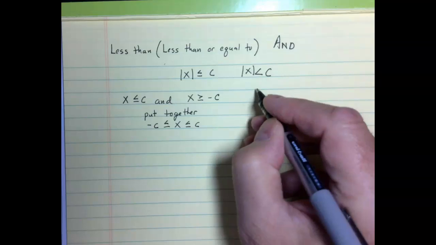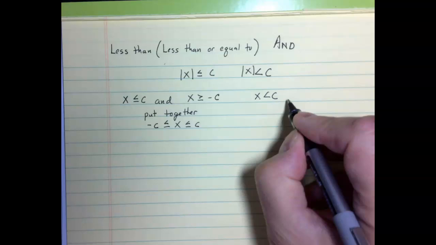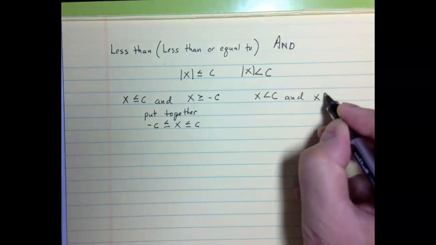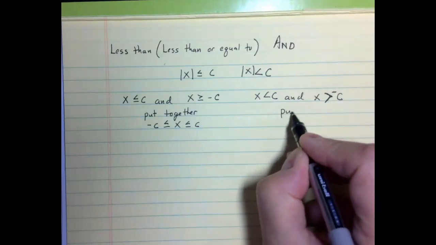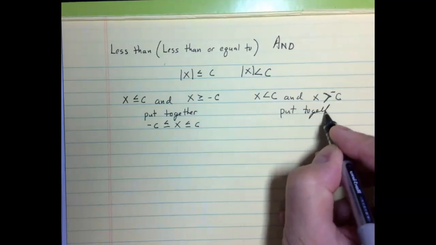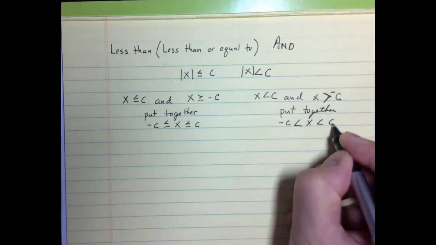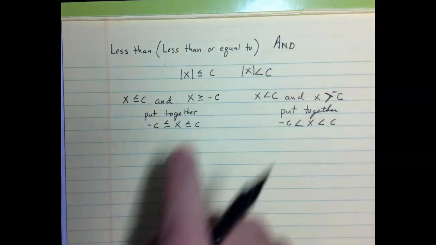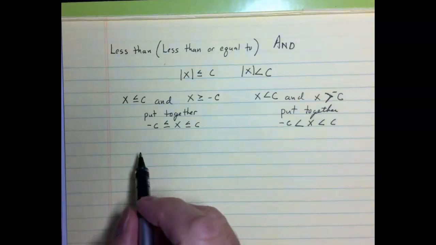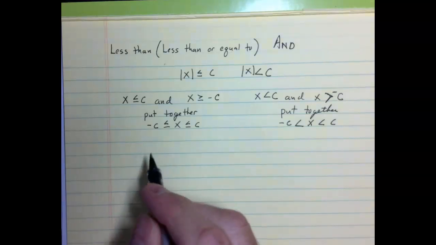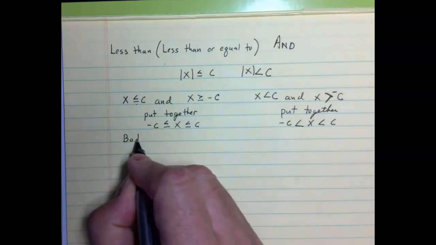This for this one here, and so the same unit. X is less than C, and X is greater than negative C. And you put that together, you get negative C is less than X, which is less than C. The difference between the two, this one will make it strict. Okay? And both conditions must be satisfied. Both of these conditions must be satisfied.